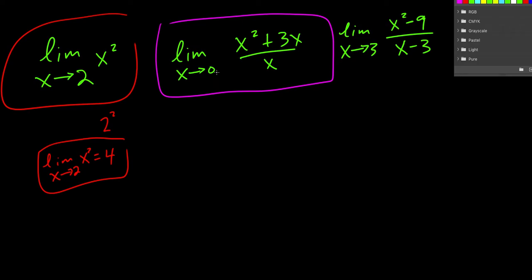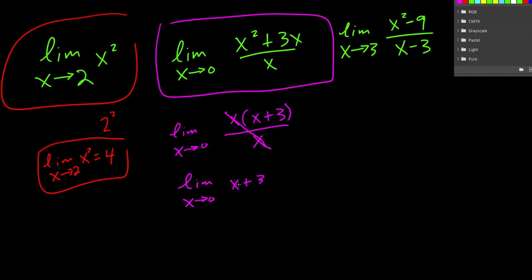Okay, now we're going to look at this one. Now the problem is we can't plug it in right away because if we plug in 0, we get division by 0 because there's an x on the bottom. So what we need to do is factor the top, take an x out, and we're left with that. These x's cancel, and so the limit as x approaches 0 of x plus 3. Now we can just plug in the 0, and we end up with 3.